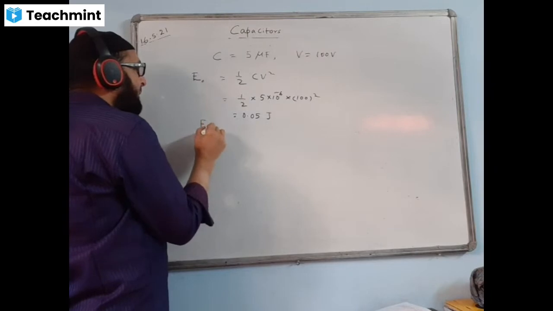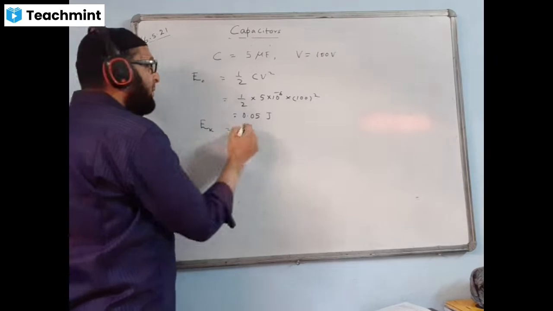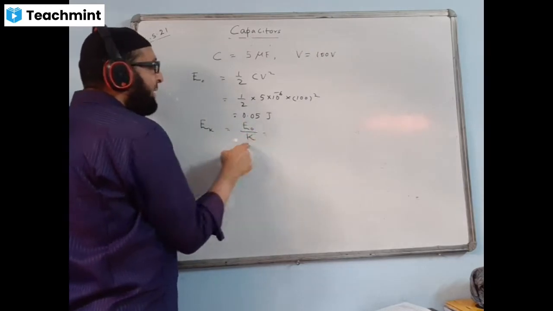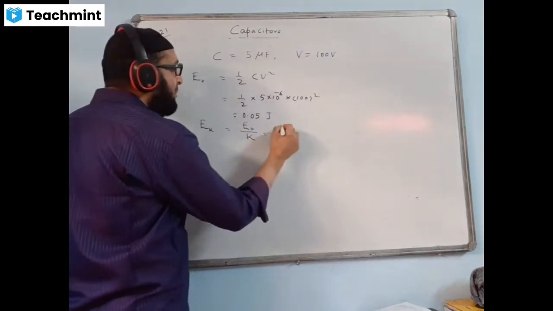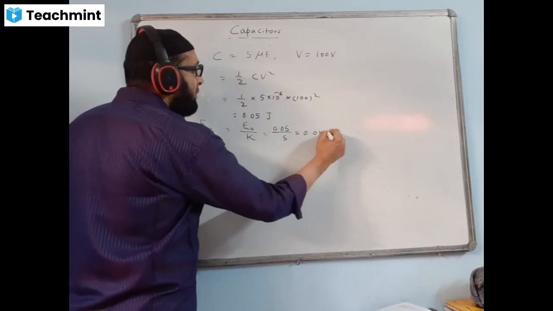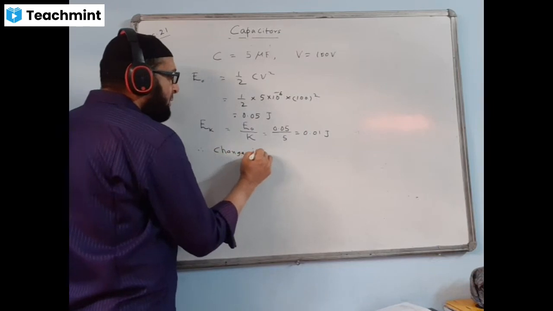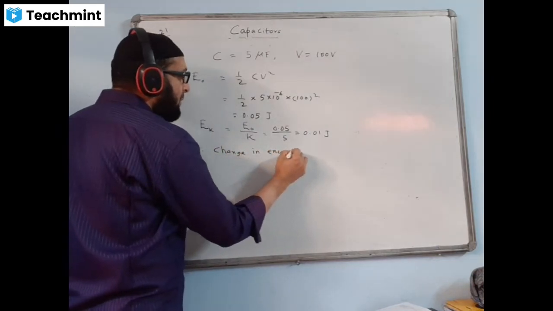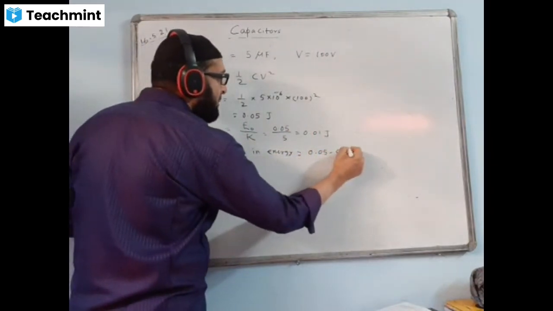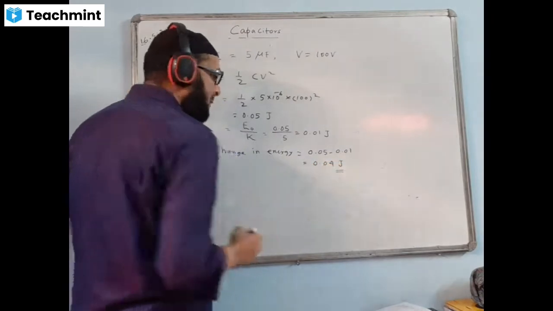EK, the energy in the presence of dielectric medium, that is K. The formula will be what? We can directly write E naught divided by K. It will decrease by K times. So 0.05 divided by K, K value is given 5. Answer is 0.01 joule. Therefore, change in energy, rather loss, equal to this minus this: 0.05 minus 0.01. The answer will come 0.04 joule. This is the answer.